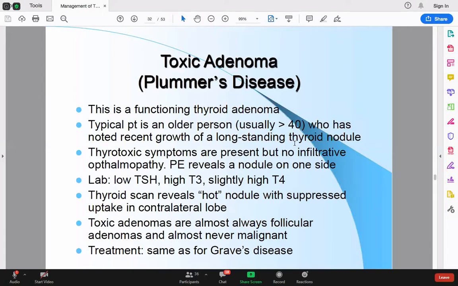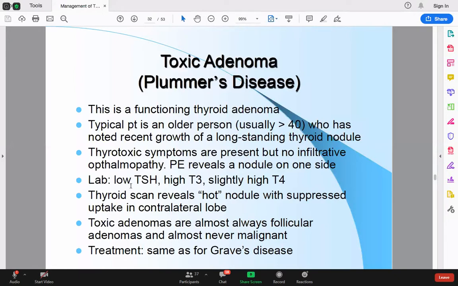Toxic adenoma means one part of the thyroid gland is actually overproducing thyroid hormone. So it's a functioning thyroid adenoma, usually happening in elderly people, not in middle age. Symptoms basically match the hyperthyroidism symptoms, even the biochemical labs. You will see a suppressed TSH, high T3, slightly high T4. On examination, you're not going to have ophthalmopathy. Ophthalmopathy is really mostly for Graves' disease.